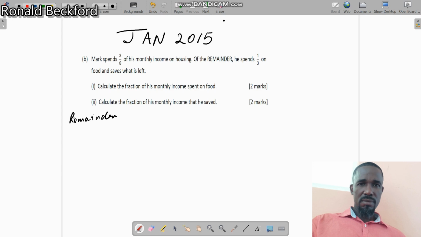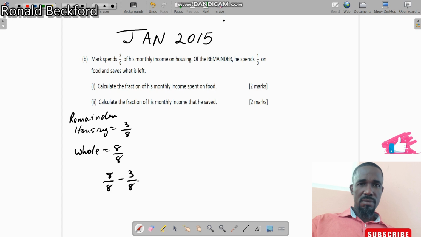So what we need to recognize is that for housing, he spent 3/8 on housing. If he spent 3/8 on housing, it simply means that the whole, or the total number of parts, is 8. So the whole is equal to 8/8. We can take 3 out of 8 from it. If I take 3/8 from 8/8, we are going to end up with 5/8.